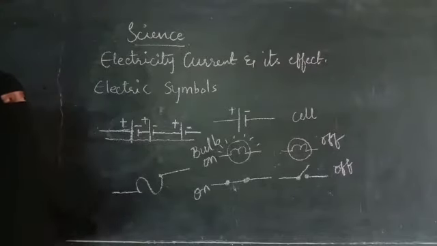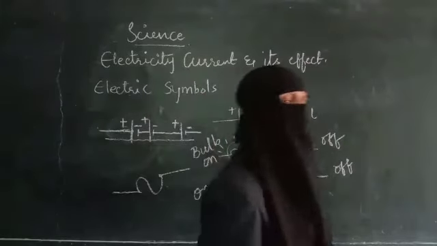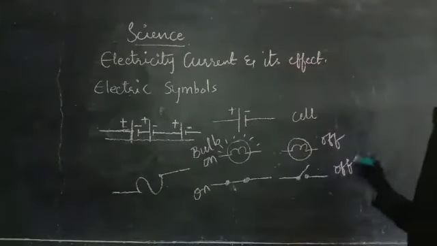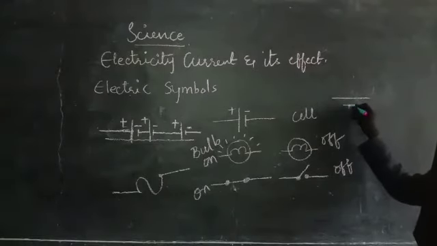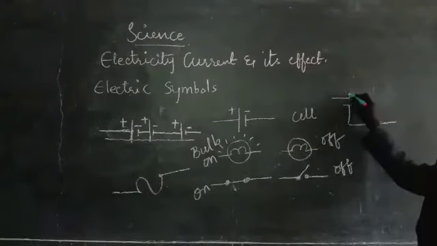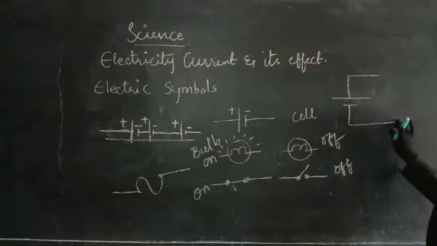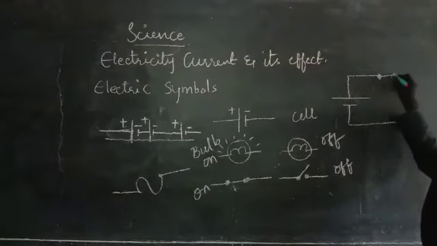Now let us make a simple circuit diagram. What things are required to make a simple circuit? That is a cell, right? Positive terminal, negative terminal, connected with wires. And here is the switch.